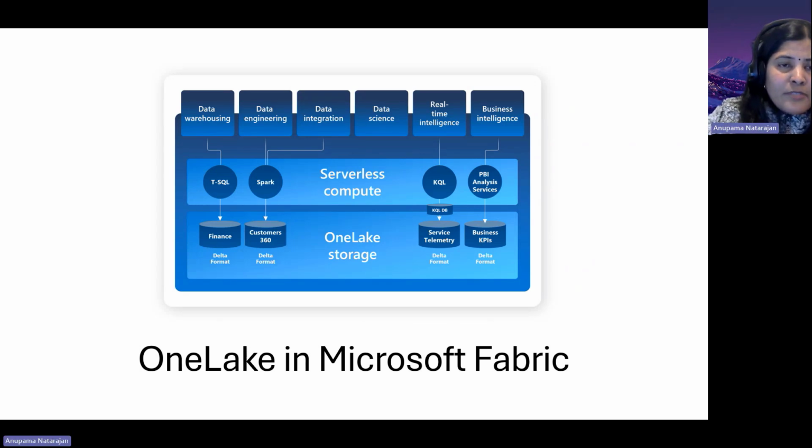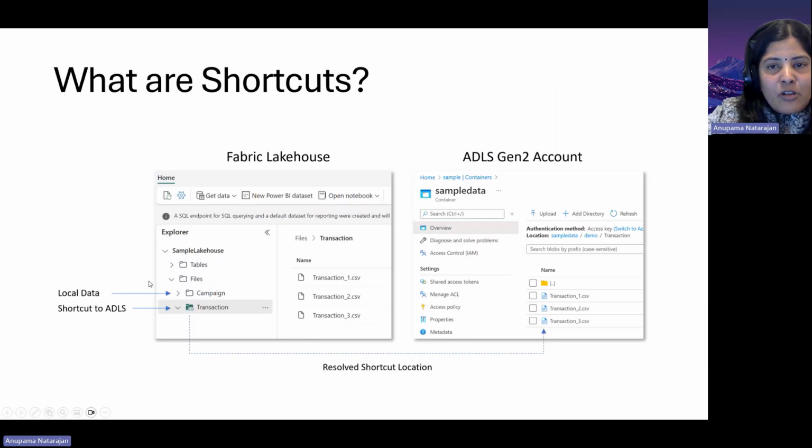And if you ask me, one of the key differences between Synapse and Fabric is the OneLake architecture, because here it is all about having a single copy of the data that can be shared across the different components. Then what are shortcuts all about?